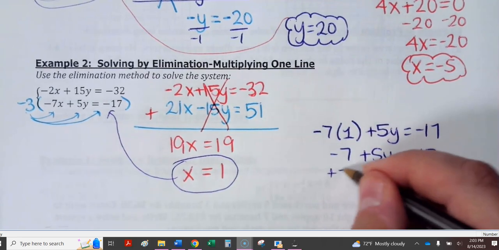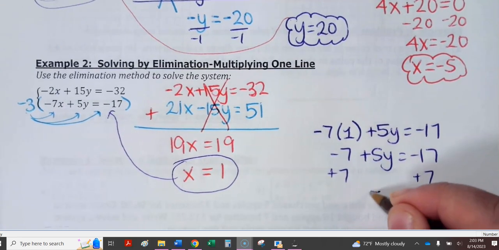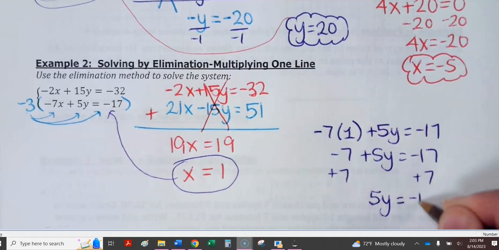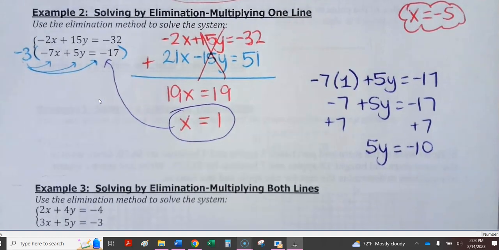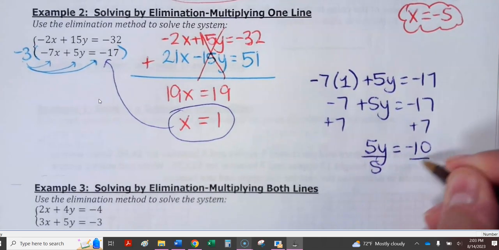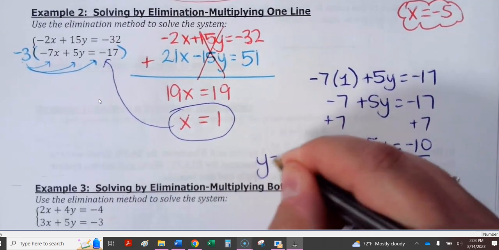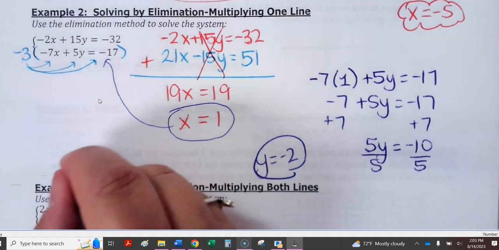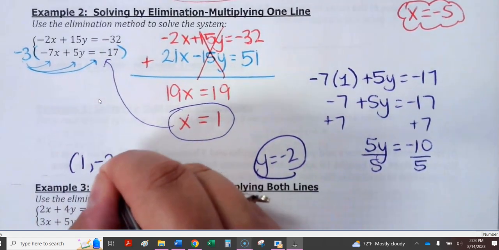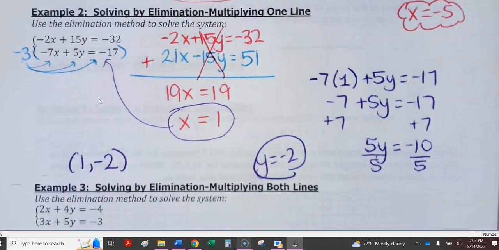I'm going to add 7. I get 5y is negative 10. And then I'm just going to divide by 5. So y would just end up being negative 2. As long as you got x and y, you're good. If you want to write it as a point, the point where those two lines would intersect would be 1, negative 2.